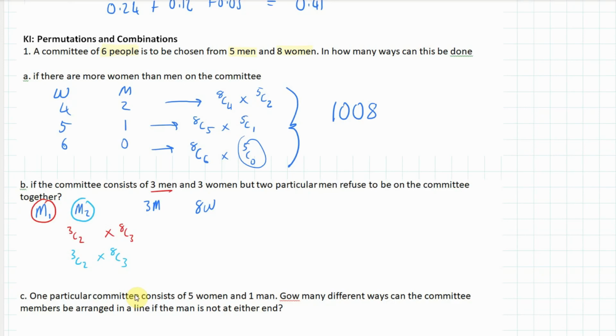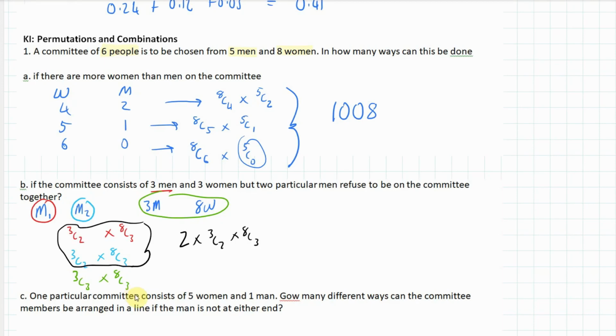Okay, and then the other thing is we could just completely ignore those two and select just from this group, so we don't have any of the grumpy men on. So we would go 3 choose 3, so that's 1, and then times 8 choose 3. Now, another way of writing this, we can look at this black box one here. So this is 2 lots of 3 choose 2 times 8 choose 3, and then we just add on plus 8 choose 3, which is the scenario where we don't choose any of the grumpy men.